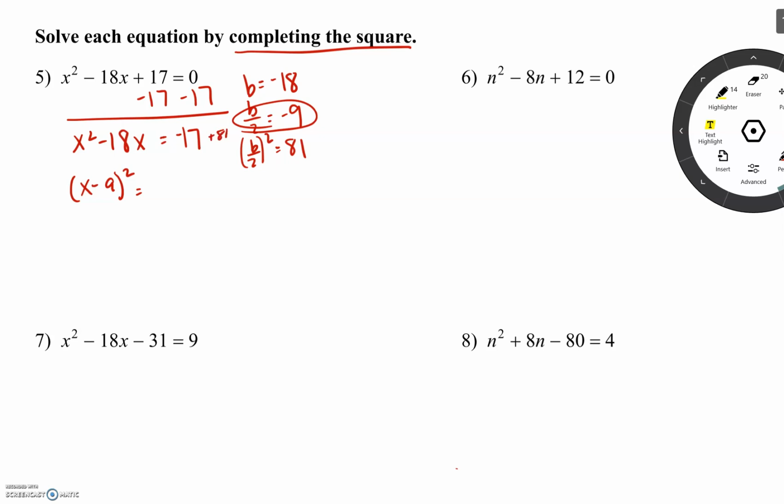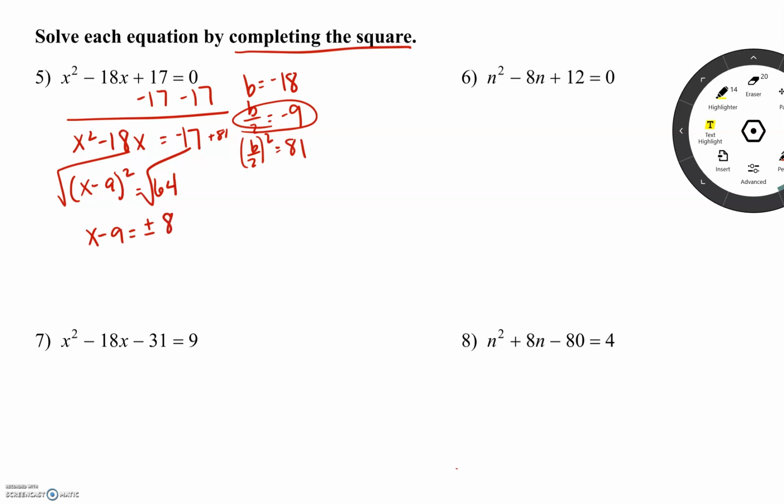So we're going to add 81 to this side. We get 64. And now that I have my squared term by itself, I'm going to take the square root of both sides. And I get x minus 9 equals plus or minus, and 64 is a perfect square. The square root of 64 is 8.